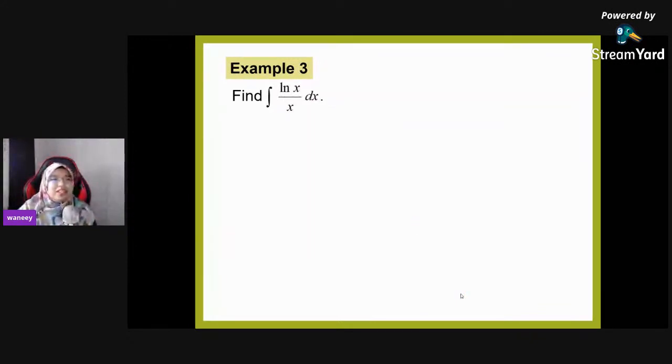Okay, so this one. Integrate ln x over x dx. So this time I'm not going to help you. I'll give you a few minutes to try first and see whether you can guess your u correctly or not. Or should I help you a little bit? Never mind. I'll give you a few minutes to try first. Let's see. Can you guess what is the u?